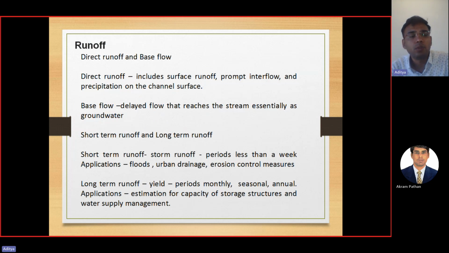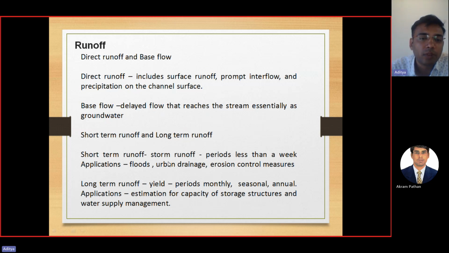Then finally we'll come to runoff: direct runoff and base flow. Direct runoff includes surface runoff, prompt interflow and precipitation on the channel surface, and base flow is nothing but the delayed flow. In simple terms, runoff is the graph of discharge versus time. If you neglect the initial abstractions such as infiltration, phi index, W index, then you will get surface runoff. Then short-term runoff and long-term runoff.